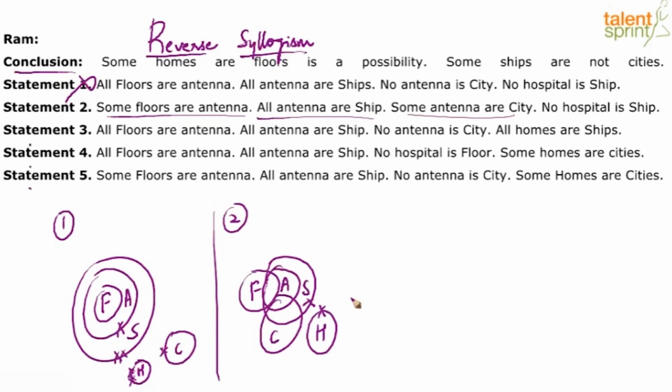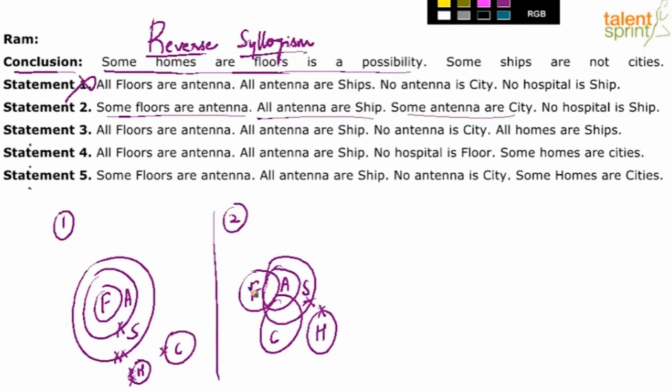So what happens? Look at conclusion number 1. Some homes are floors is a possibility. Is it possible? Well, yes, because homes cannot touch ships. Homes should not touch ships, anything that comes inside ships. But homes can go and touch the cities and floors here. For example, homes can also be drawn in this way.